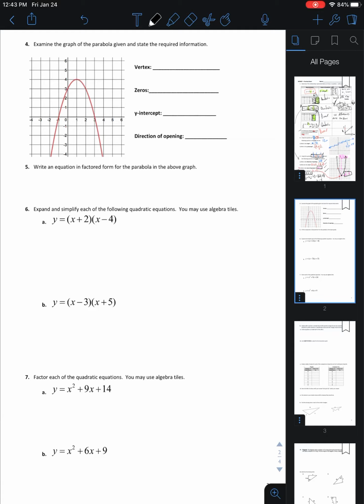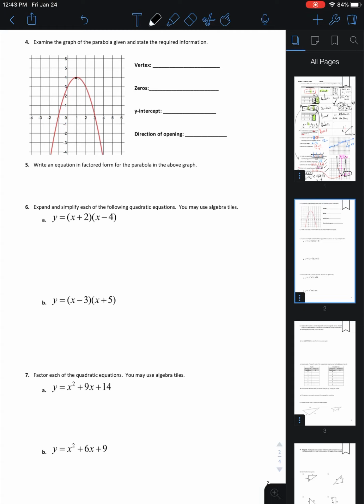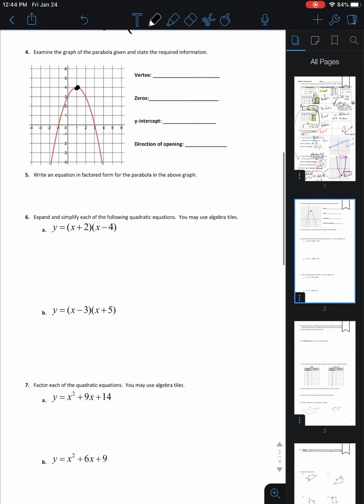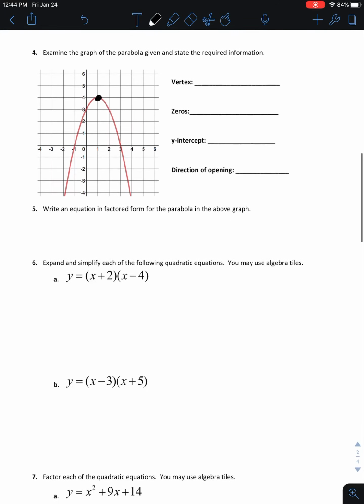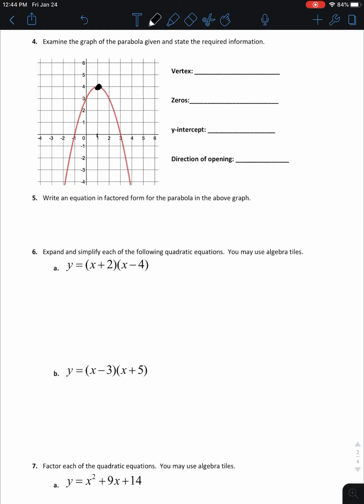So the vertex is really easy. Reading it is very easy, but you have to go find it. You have to know what it is, right? So let's go find it. The vertex is the maximum or minimum. It's the highest point on the parabola. So we know that that is right there, okay? And with that, it's a point, so it has an X and a Y value. So we just write the X and Y value. It has an X value of 1 and a Y value of 4. So the vertex is going to be 1 and 4.